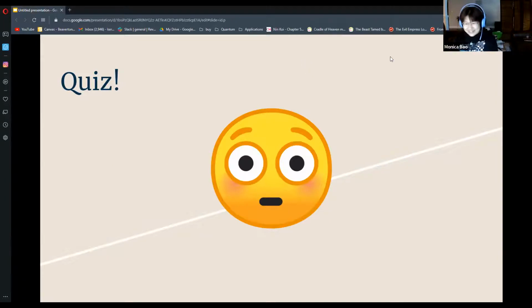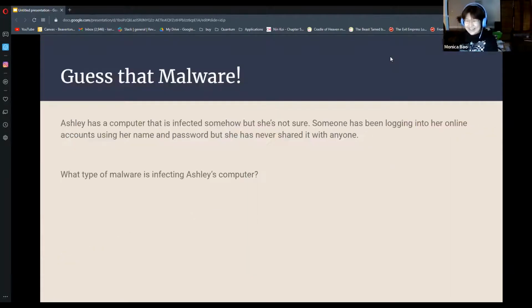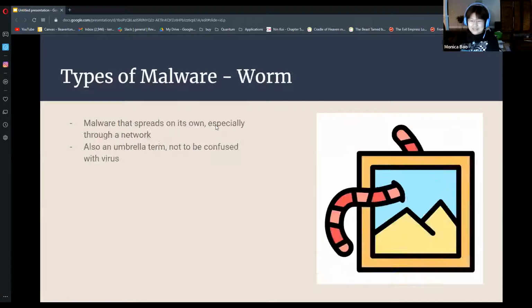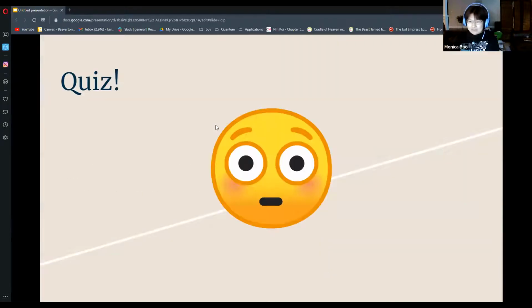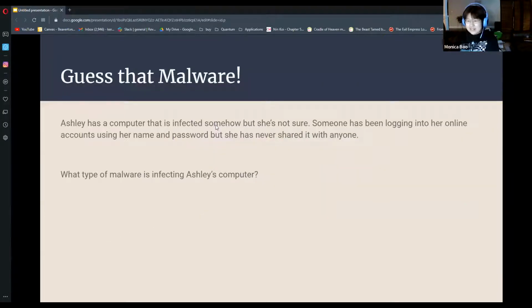So here's a surprise quiz. Whoa. Okay, so we're gonna do guess that malware, where now that you know the definitions, and I can go back to these if you need them, we're gonna read about a situation and then try to guess what malware it's under. So Ashley has a computer that is infected somehow, but she's not sure. Someone's been logging into her online accounts using her name and her password, but she's never shared it with anyone. What type of malware is infecting Ashley's computer?